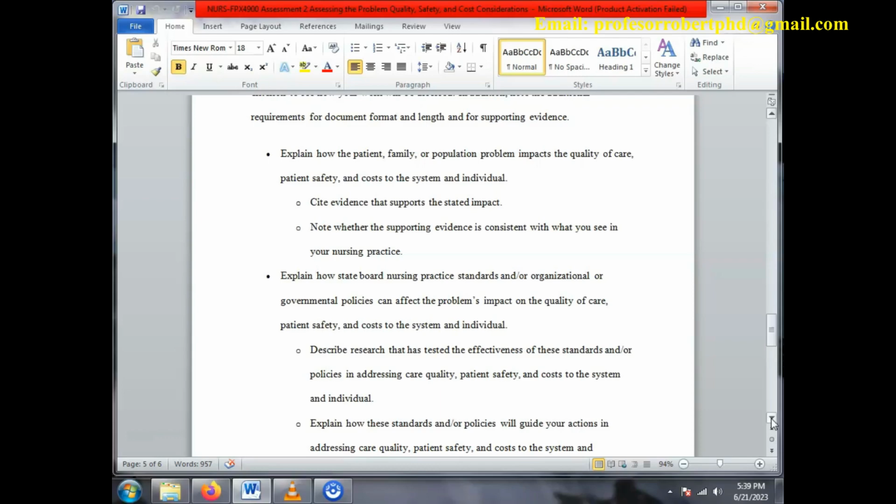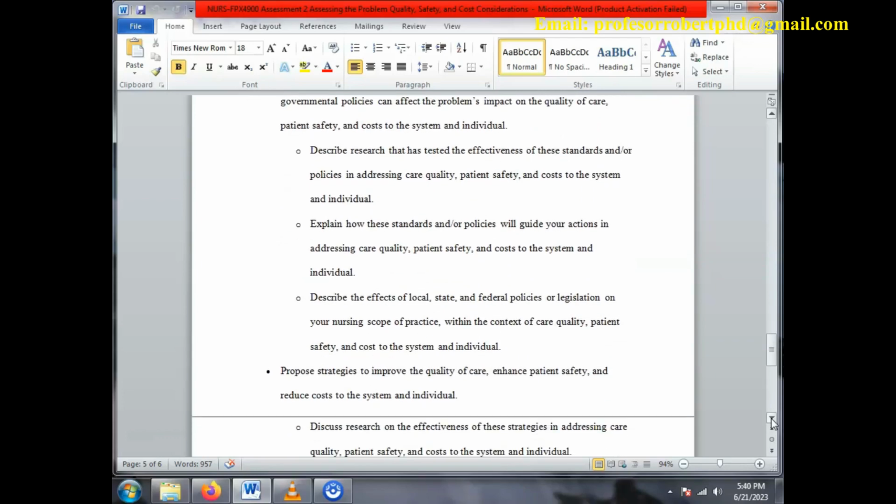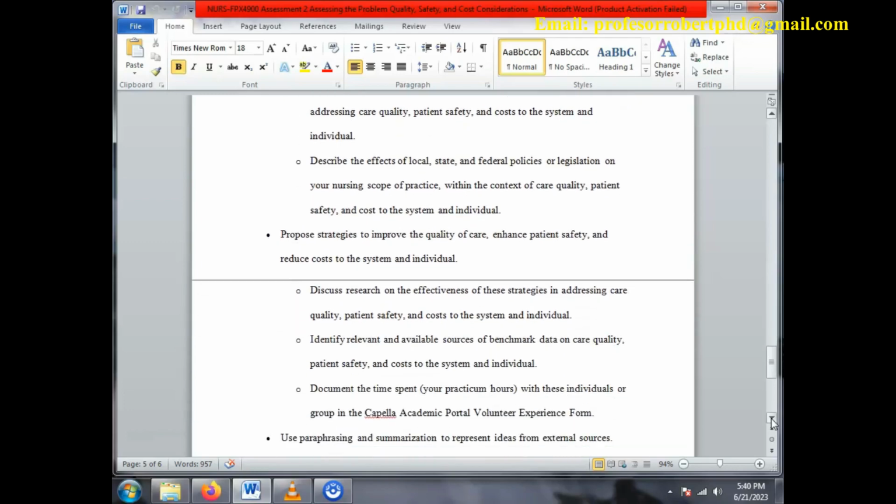Explain how state board nursing practice standards and/or organizational or governmental policies can affect the problem's impact on the quality of care, patient safety, and costs to the system and individual. Describe research that has tested the effectiveness of these standards and/or policies in addressing care quality, patient safety, and costs to the system and individual. Explain how these standards and/or policies will guide your actions in addressing care quality, patient safety, and costs to the system and individual. Describe the effects of local, state, and federal policies or legislation on your nursing scope of practice, within the context of care quality, patient safety, and costs to the system and individual.